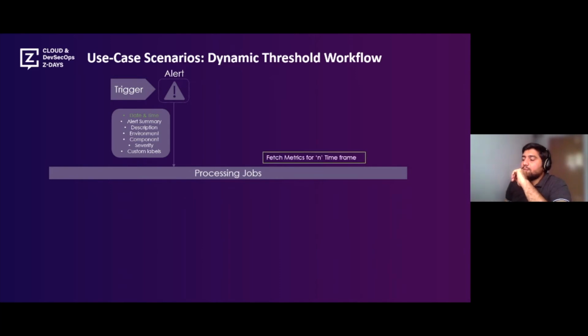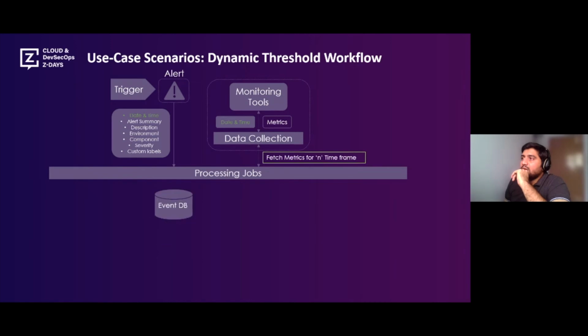And the processing jobs will try to fetch the metrics for that particular component at a certain time frame. It can be 1 hour or 2 hours based on the maturity of the model. We can tweak the time frame, but it will be 1, 2, or 3 hours. We fetch the metrics from the data collection layer, from the monitoring tools. Usually it will be a query with the date and time and the component name, and the metrics will be fetched, and these metrics along with that event data are related and stored in the event database.